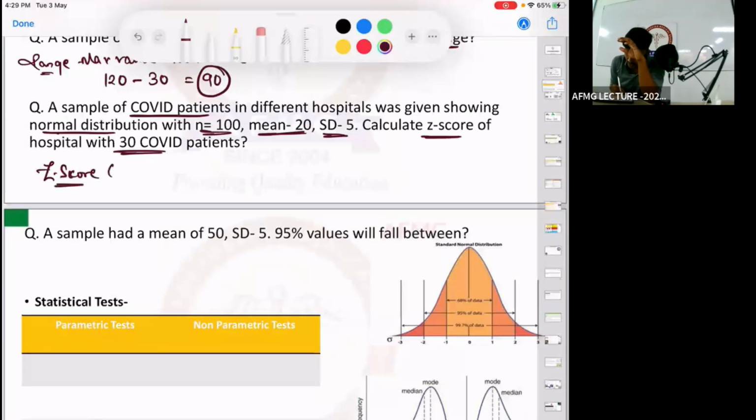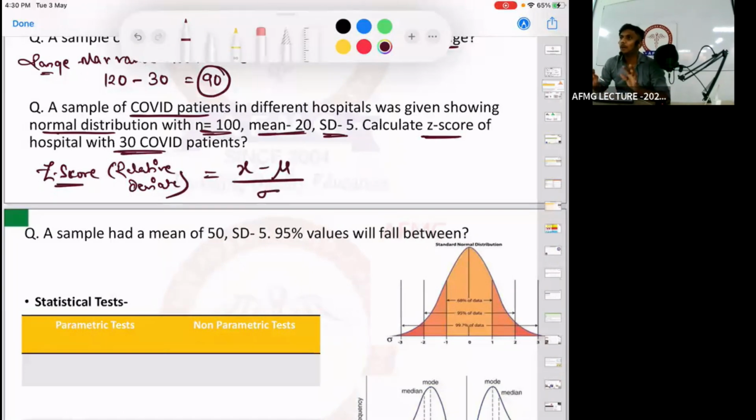Z score is also known as the relative deviate. So please remember, Z score is also known as the relative deviate. And what is the formula of relative deviate? Given value minus mean upon standard deviation.